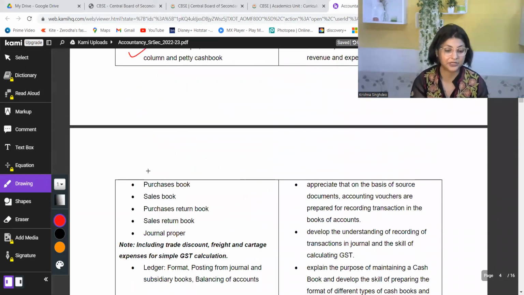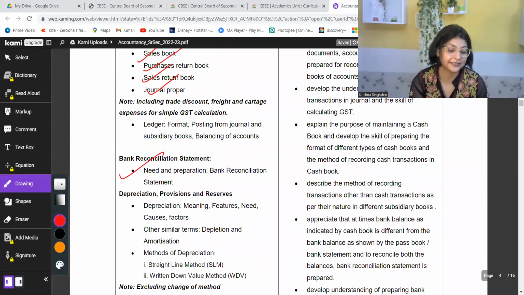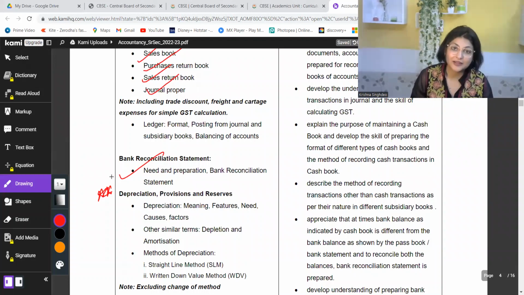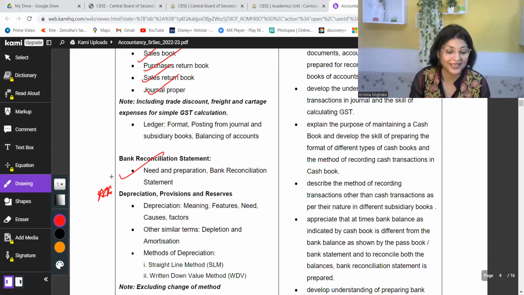There are more books like purchase book, sales book, purchase return book, sales return book, and journal proper. After that, ledger posting is there. Then depreciation. Depreciation is a very important chapter, which is going to be useful for the next year as well. And in fact, the chapter before this, posting journal entries into the ledger, is also very important, because as long as you study accountancy, ledger posting and making journal entries are going to be with you. So you have to learn it very properly, and you will find it very simple and interesting as well.